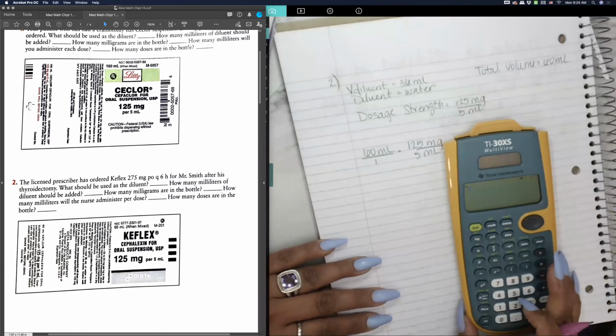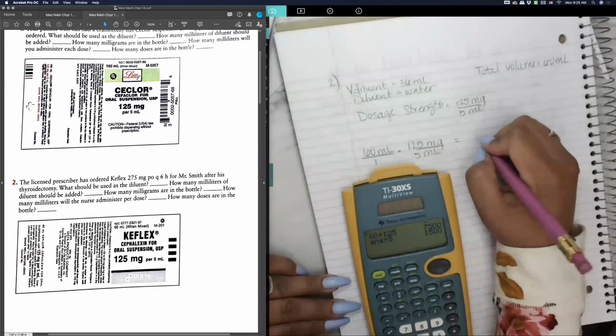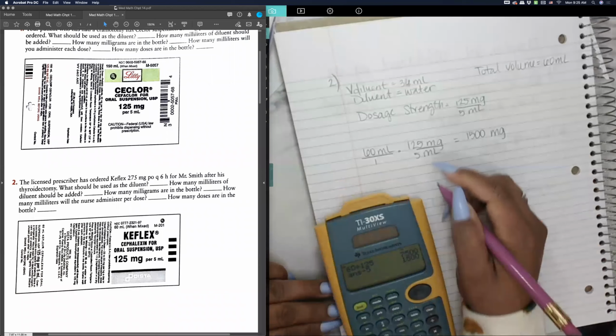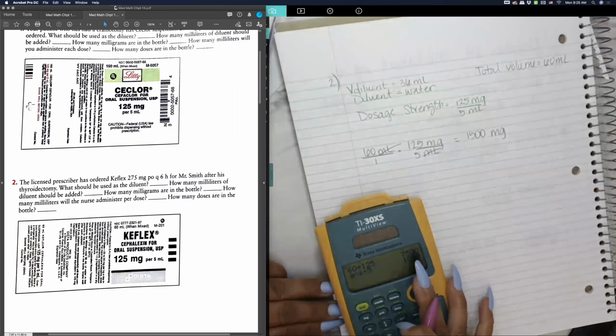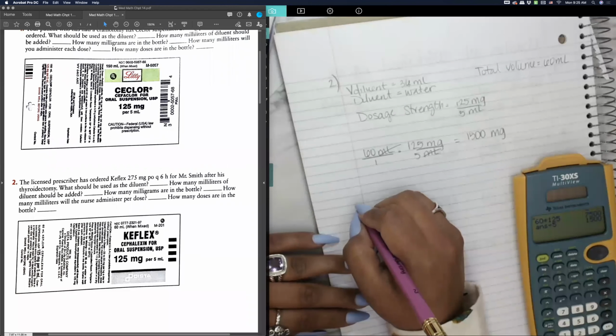That's going to give me 60 times 125 divided by 5. It's going to give me 1,500 milligrams. Okay, then I'm going to calculate my dose administered to my patient based on the doctor's order.